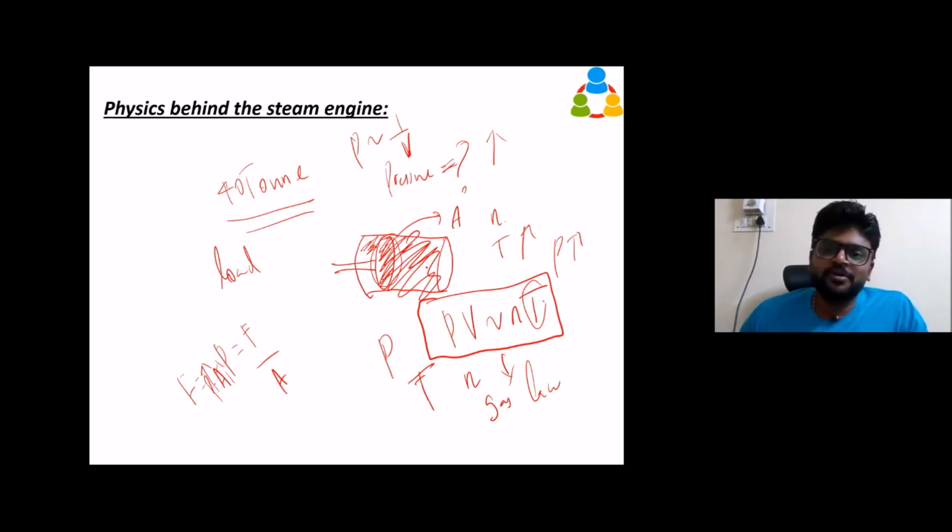Okay, so volume is related to temperature. If you increase the temperature, the number of molecules, that is N, also will increase. And also by increasing the cylinder volume, you can increase the pressure, as we are seeing here.